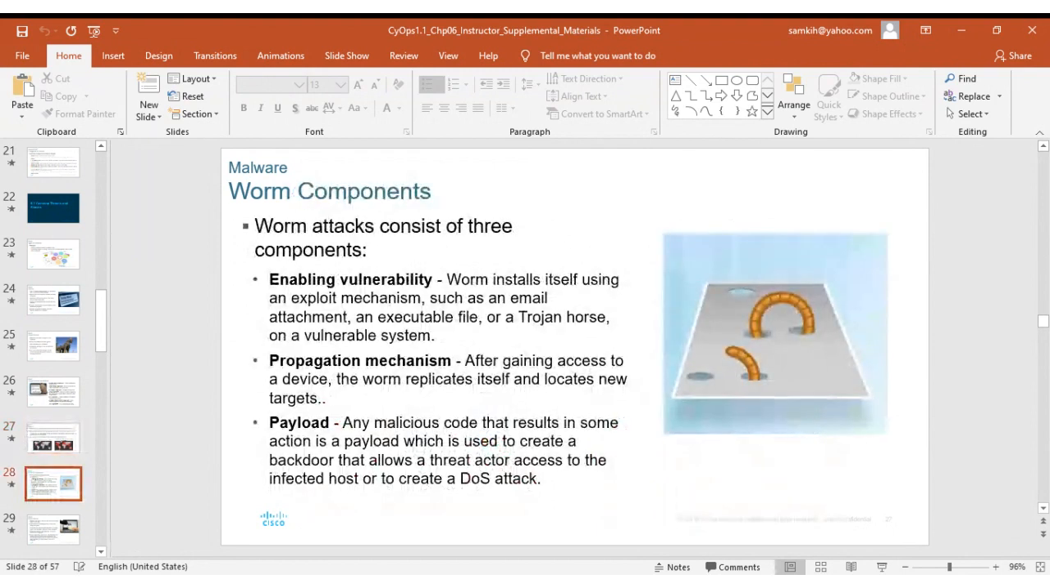So the worm components, these are the various components of a worm, and we are not talking of the worm that you can see here, not a normal worm. Most of the people who invent things use our day-to-day things. So here are the following components. One is the enabling vulnerability, and the worm installs itself using an exploit mechanism such as an email attachment, an executable file, or a Trojan horse, or a vulnerable system.